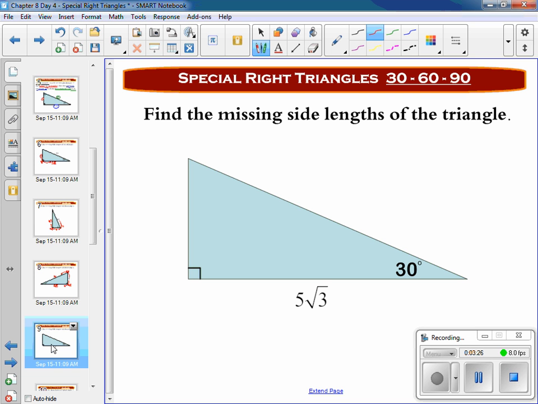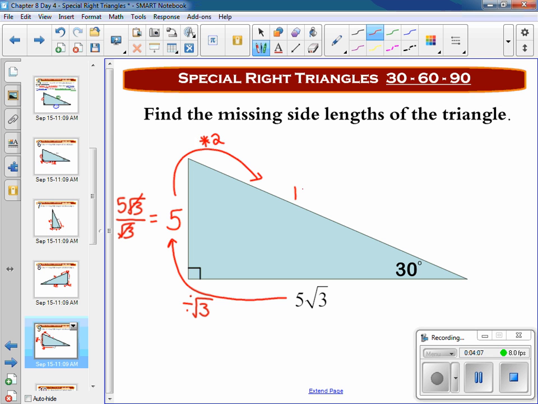This one looks scary, but it's really not too bad. So we are given the longer leg of our triangle. Remember, to get from our shorter leg to our longer leg, we multiply by the square root of 3, which means to get from our longer leg to our shorter leg, this time we're going to divide by the square root of 3. Okay? So here I have 5 square root of 3 divided by the square root of 3. Those are going to cancel out, and we're just left with 5 for our shorter leg. And then to get from our short leg to our hypotenuse, we multiply by 2, and we get 10.